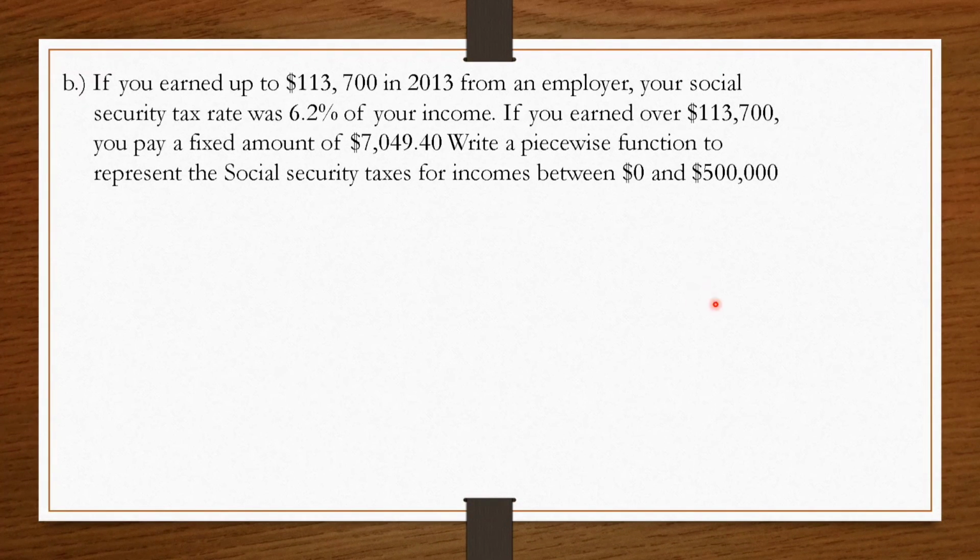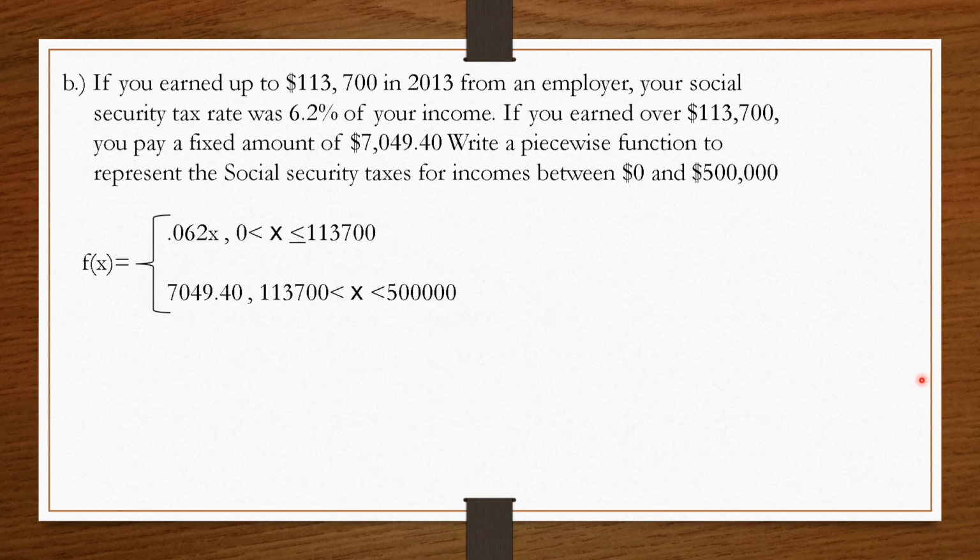In our next example, if you earn up to $113,700 in 2013 from an employer, your social security tax was 6.2% of your income. If you earn over $113,700, you pay a fixed amount of $7,049.40. Write a piecewise function to represent the social security tax of your income between $0 and $500,000. And use the f of x, and your piecewise function will look like this.